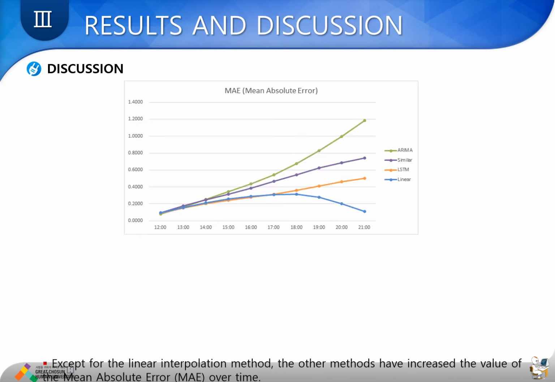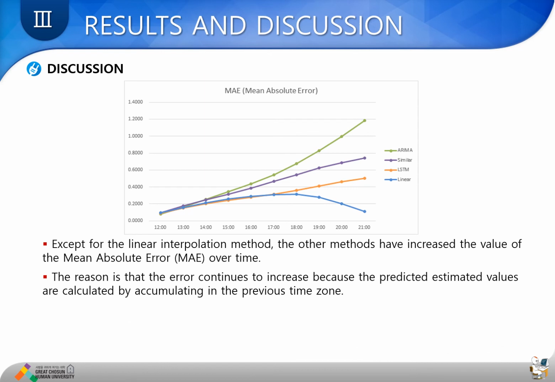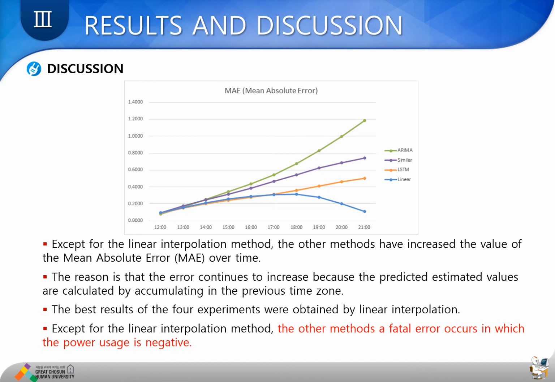Next, discussion. Except for the linear interpolation method, the other methods have increased the value of the mean absolute error over time. The reason is that the error continues to increase because the predicted estimated values are calculated by accumulating in the previous time zone. The best result of the 4 experiments was obtained by linear interpolation. Except for the linear interpolation method, the other methods had a fatal error in which the power usage is negative.